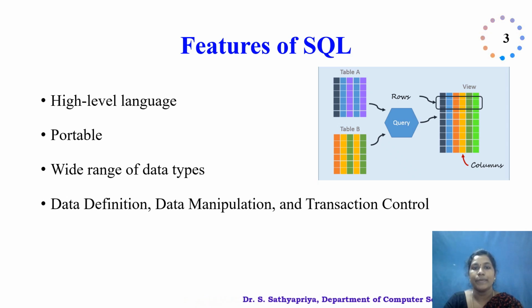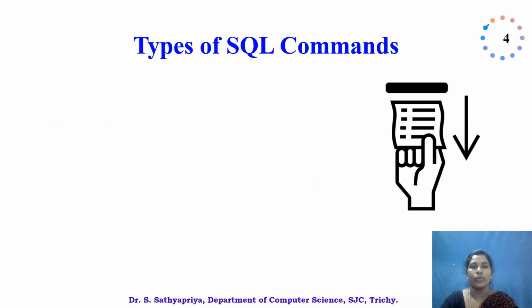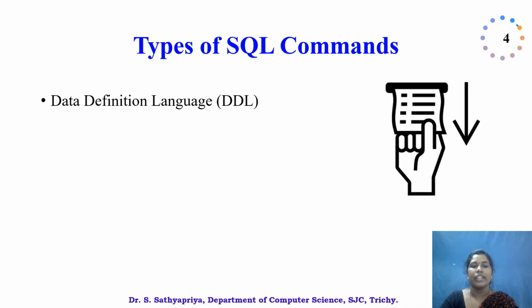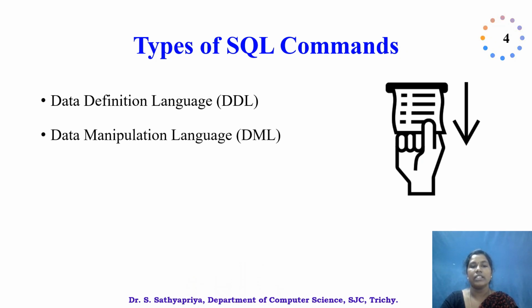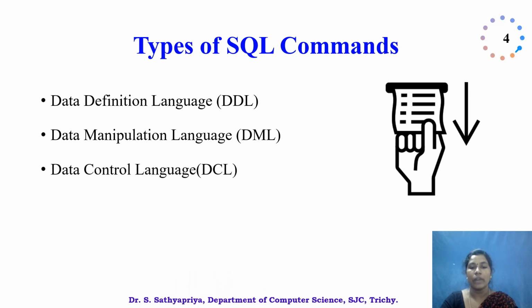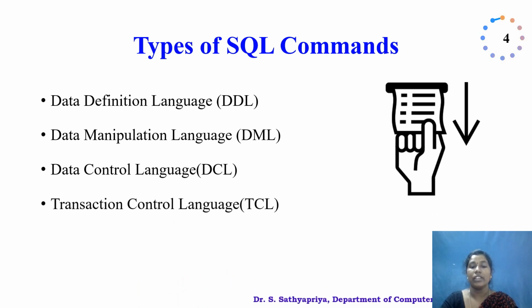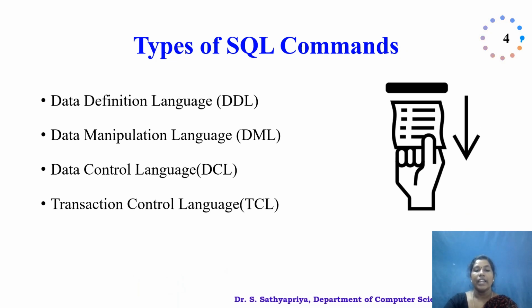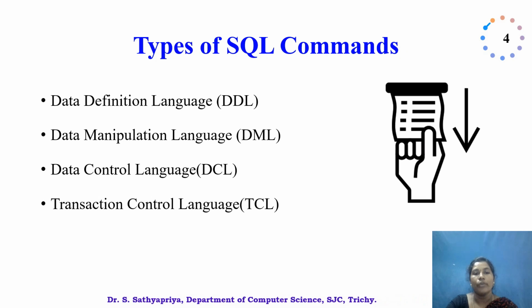Wide range of data types means SQL supports text, numbers, dates, images, and even videos, allowing it to manage diverse types of data. SQL commands are categorized into four main groups. The first one is Data Definition Language, simply called DDL. It defines database structure. The second one is DML, that is Data Manipulation Language. It works with the data stored in tables. The third one is Data Control Language, simply called DCL. It controls user access to data. And the final one is Transaction Control Language, simply known as TCL. It manages transactions to ensure data consistency. These are the four main commands of SQL.